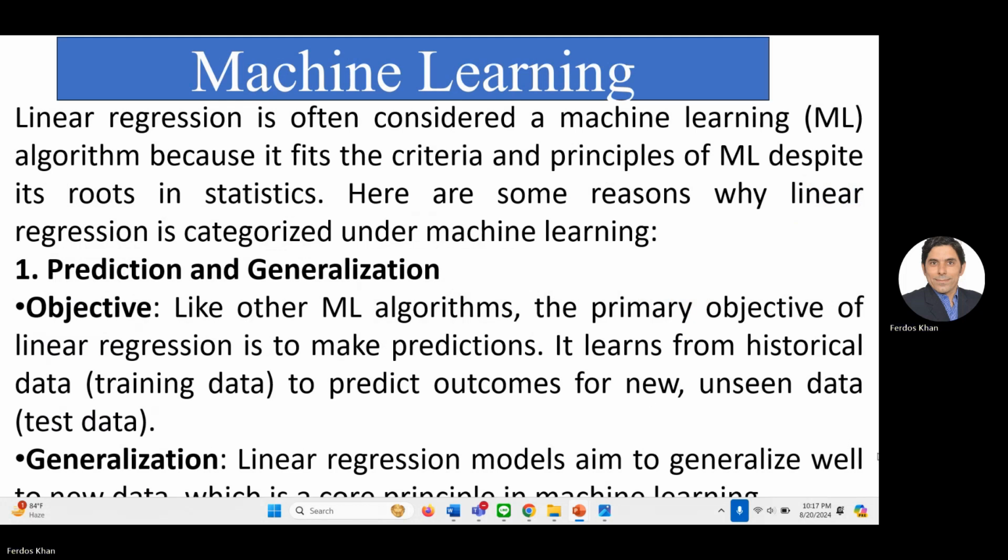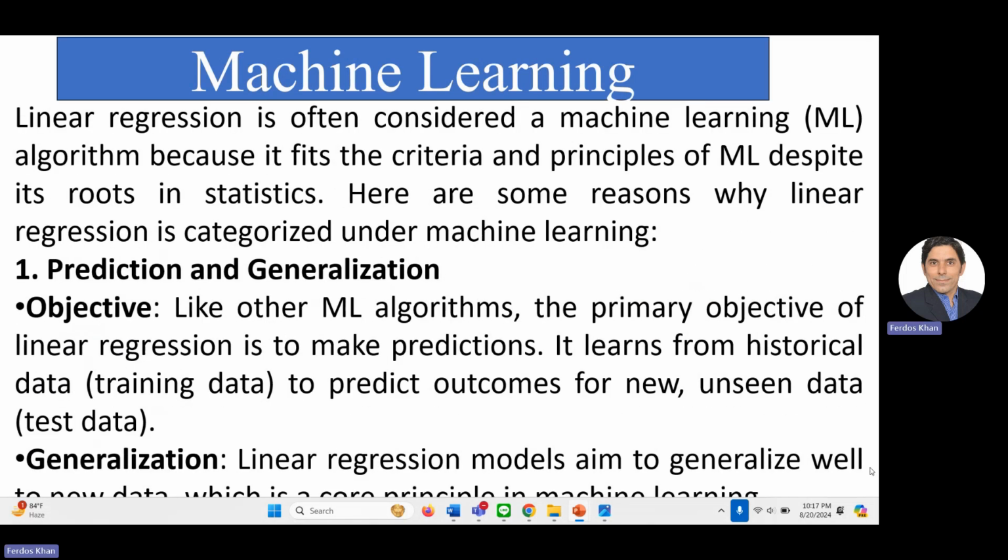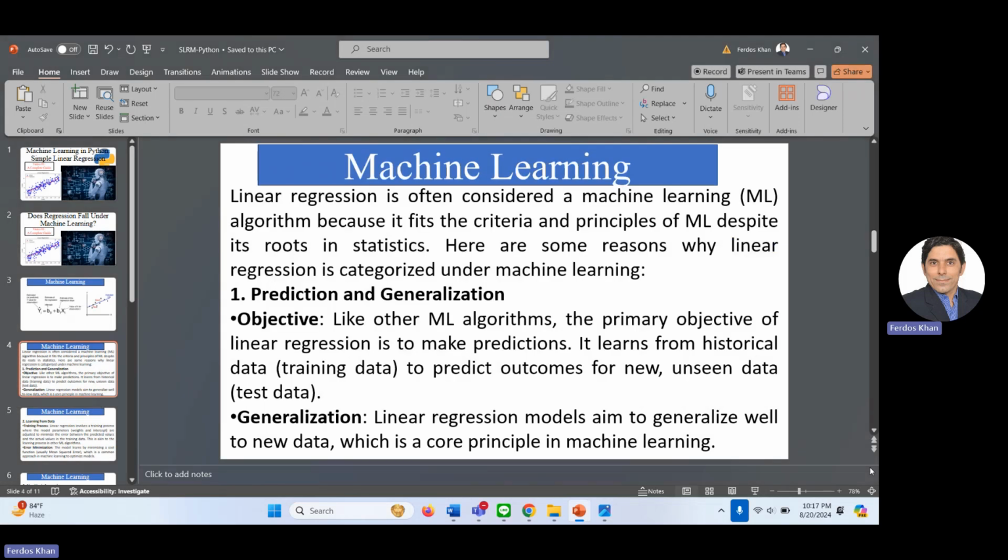Generalization of linear regression model aims to generalize well to the new data, which is a core principle in machine learning. So what do we do in machine learning? We do prediction with the new data, and similarly we do in the regression analysis. So this is sometimes called generalization as well. There's the generalization concept.